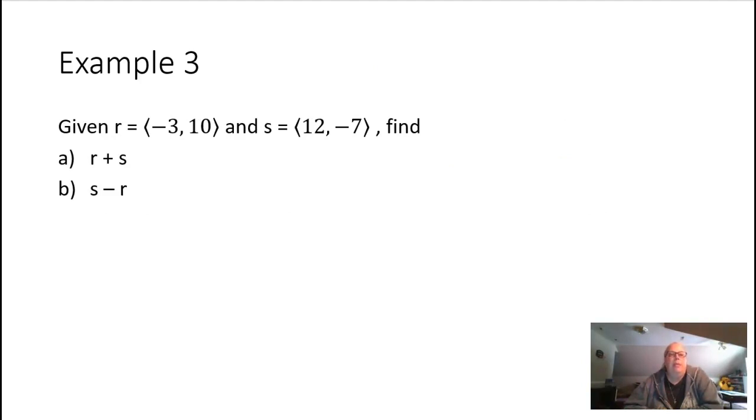Example 3: given that r is equal to the vector negative 3, positive 10, and s is equal to the vector positive 12, negative 7, find part A, r plus s, and part B, s minus r. Well, r plus s is just going to be the vector that adds each of the parts of this component form. That means we're going to add negative 3 plus 12, the first parts of the component, and then I'm going to add 10 plus that negative 7, the second parts of the component form. And this is going to give me the vector positive 9, positive 3.